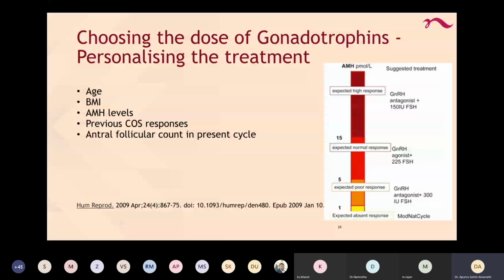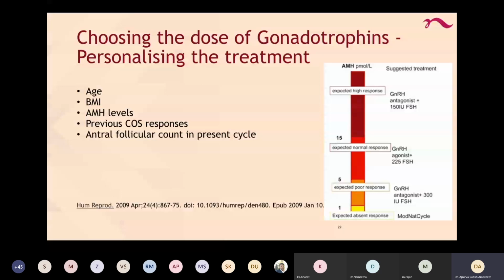So for people with low reserve, the photograph is that of a picomole value as per this patient. In India, we measure in nanograms, so these values might be a bit different. So in a patient where the AMH, as per our numbers, is less than 0.5, you can expect an absent response or a very low response.